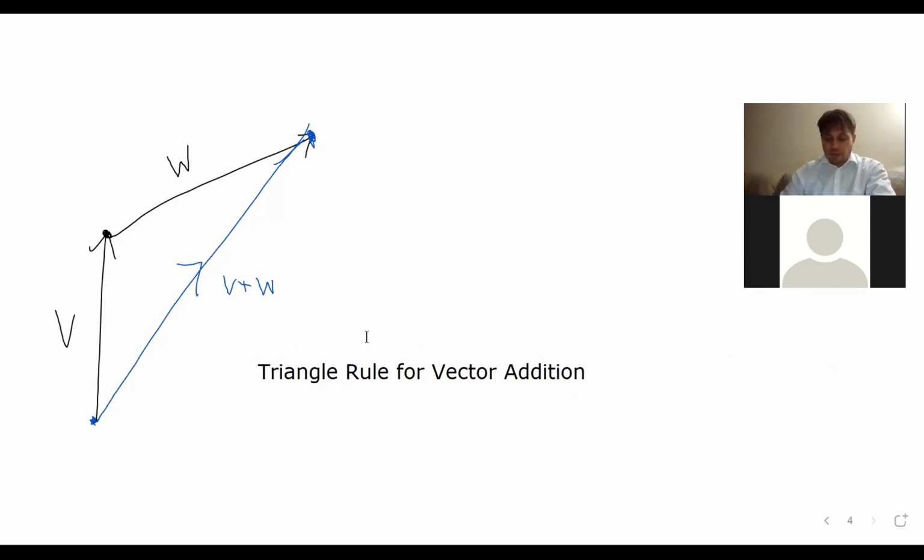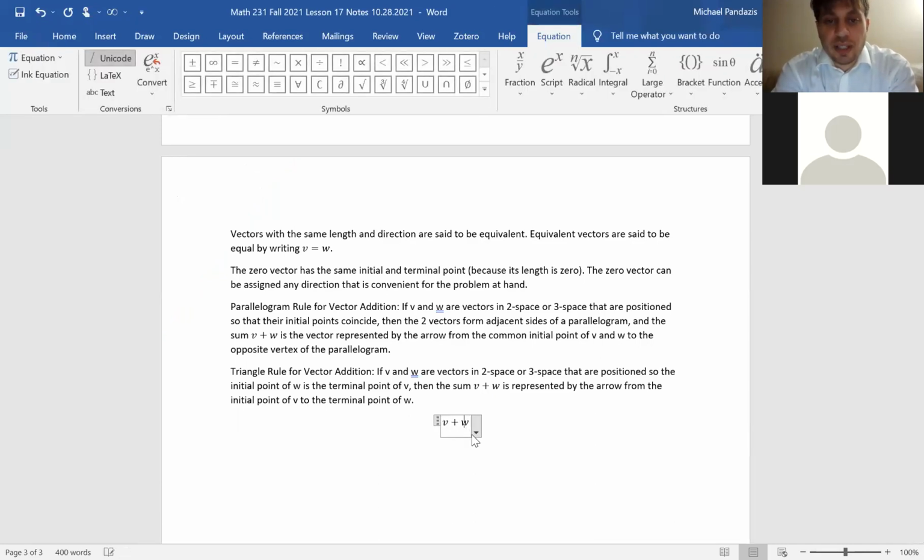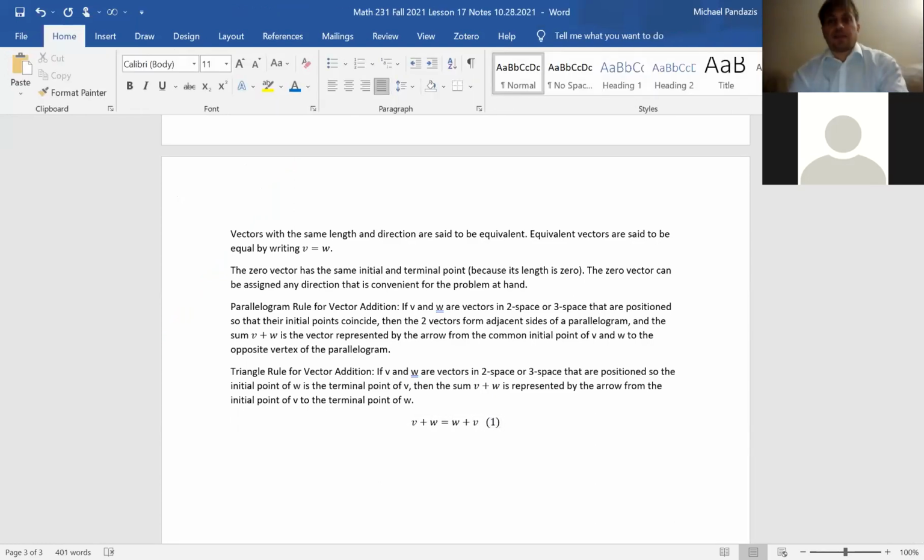Okay, so now V plus W is also defined that way. Important is that adding vectors is a commutative operation. V plus W equals W plus V. I'm going to denote this by 1 in case I need it later.